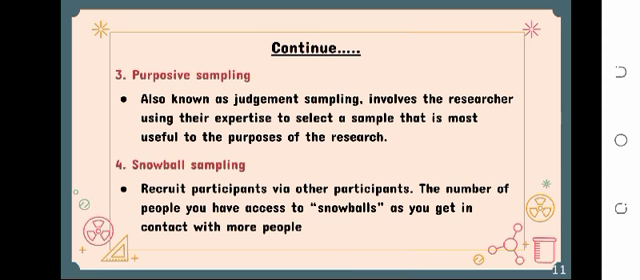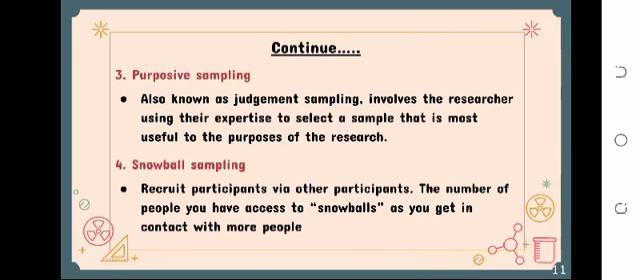The next type of sampling is purposive sampling. Purposive sampling, also known as judgmental sampling, involves the researcher using their expertise to select a sample that is most useful to the purpose of the research. It is often used in qualitative research when the researcher wants to gain detailed knowledge about a specific phenomenon rather than making a statistical inference, or where the population is very small and specific.